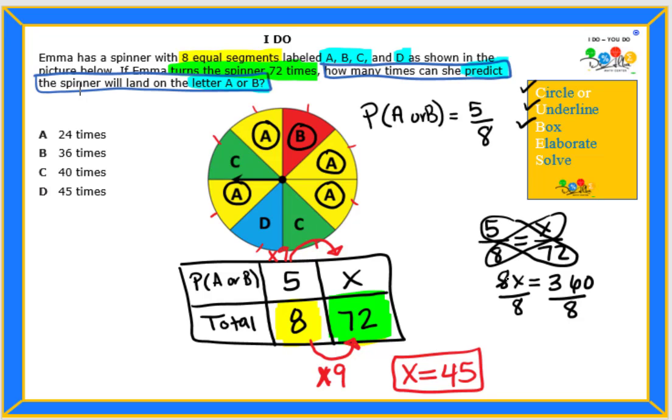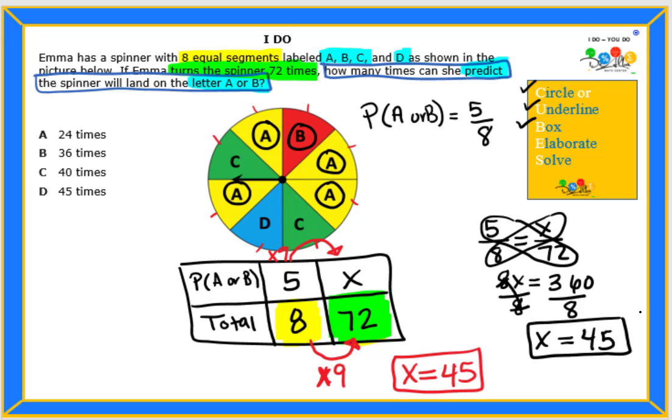And now we're going to get 8 divided by 8, which is 1, so we've isolated the X. And 360 divided by 8 is 45. So we get 45 once again.